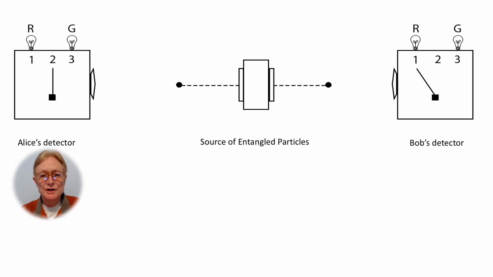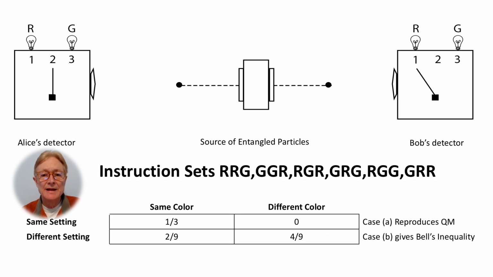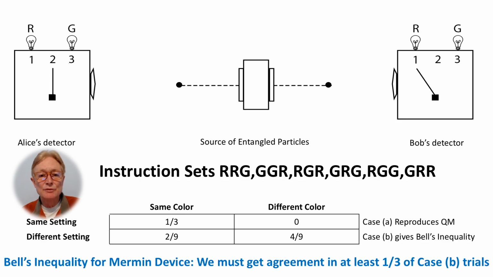If only instruction sets with 2 red and 1 green, or 2 green and 1 red are produced, then case B will produce agreement in 1/3 of all trials. The only other instruction sets are red, red, red, and green, green, green. And these two instruction sets increase the total agreement in case B trials. Thus, the Bell inequality for the Mermin device is that we must get agreement in at least 1/3 of the case B trials. And quantum mechanics predicts only 1/4 agreement in case B trials. That is, it predicts the violation of Bell's inequality.